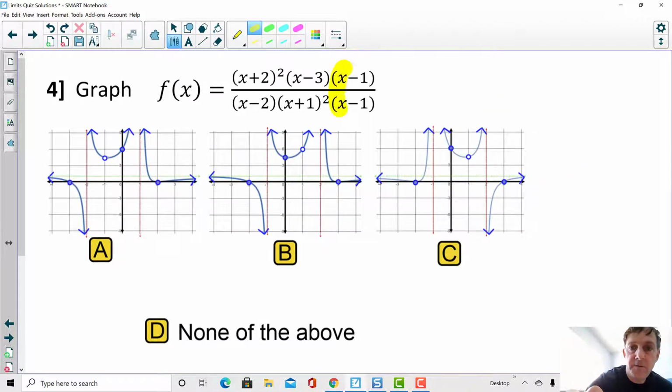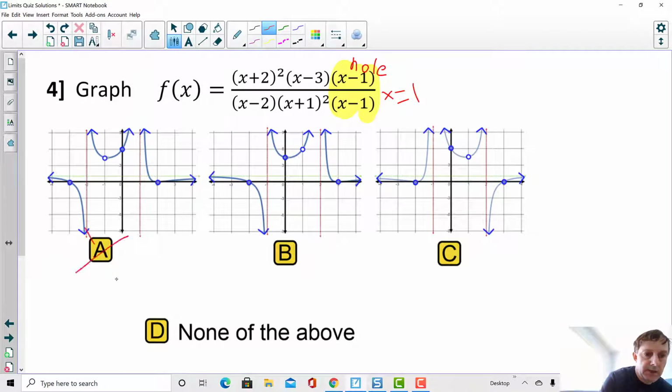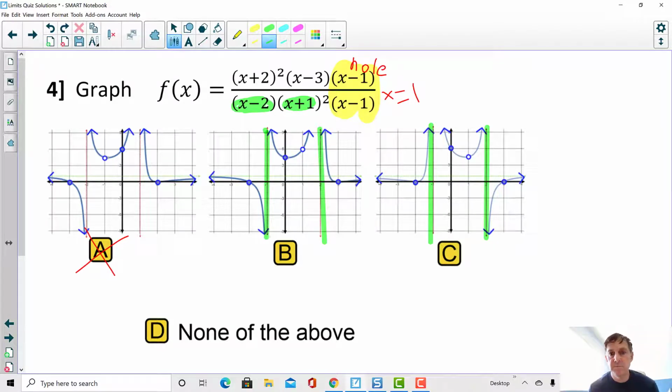Okay, for this one, I want you to notice that there's supposed to be a hole when x is 1. You can get rid of A because there's a vertical asymptote for x equals 1. Okay, I also want you to notice that these are vertical asymptotes. So when x is 2 or -1, you get vertical asymptotes. Now for -1, you can see it's squared. So that means it's supposed to be the same on both sides. But over here, one goes up, the other one goes down. That's not the right one.